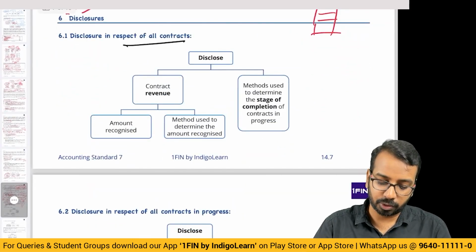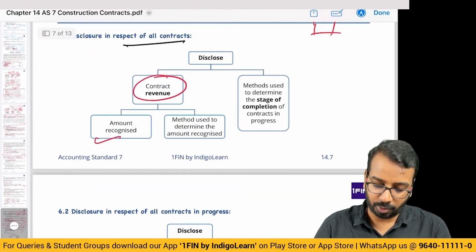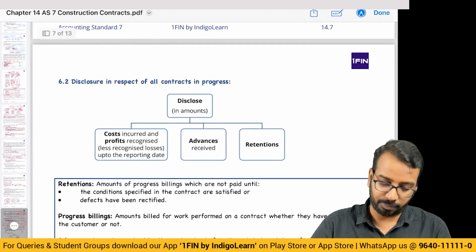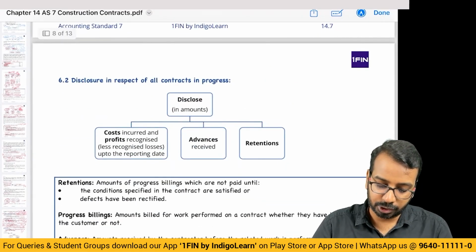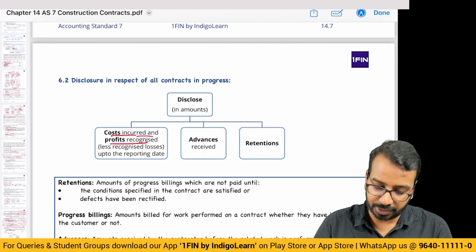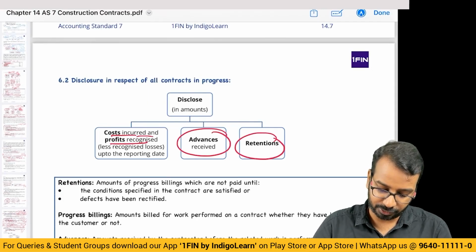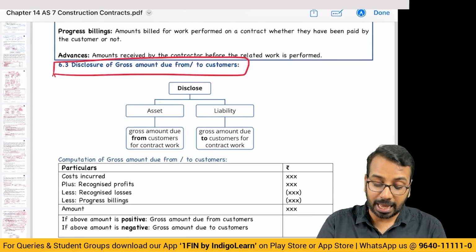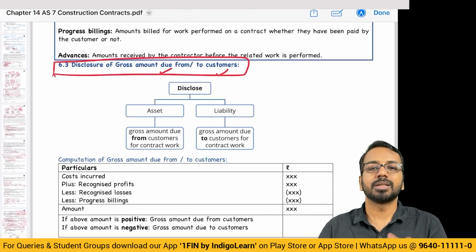So what do we disclose? Contract revenue, amount recognized, the method used, and the method used to determine stage of completion. Then disclose cost incurred and profit recognized, advances received and retentions. Then this is very important. They have asked multiple times about amount due from or due to. So how to do it?